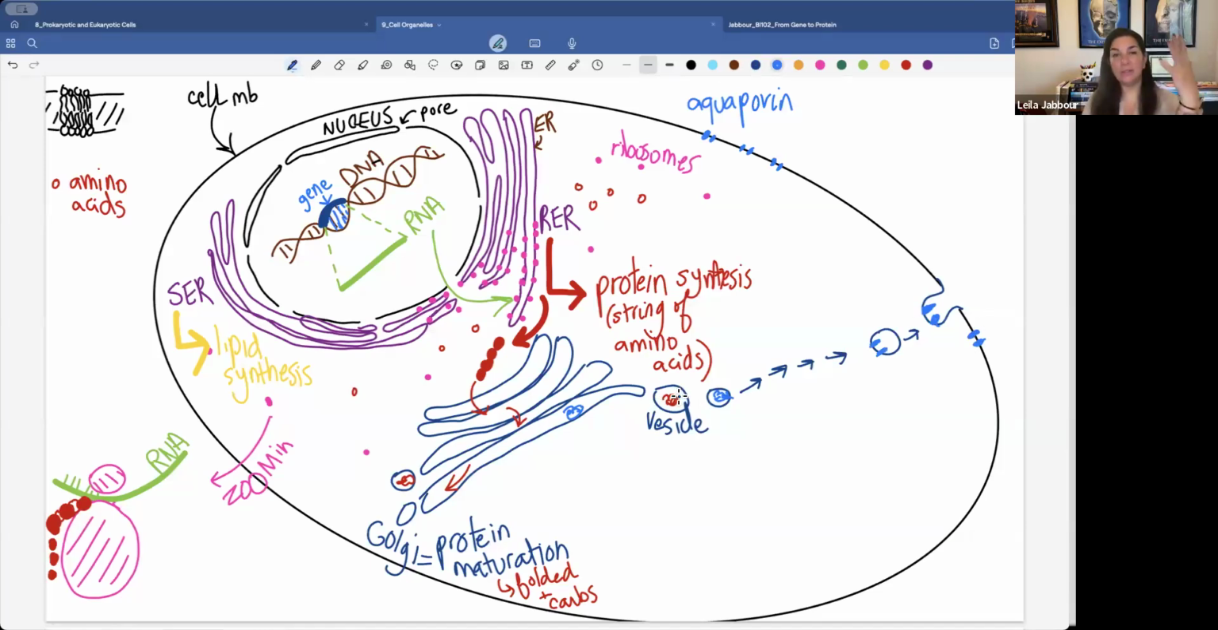But there are so many different kinds of proteins that some of them are just enzymes that are needed somewhere else in the cell. And that's where they're going to end up. They're just going to be dumped wherever they're needed. Okay, so these are vesicles. What else are we going to discuss?